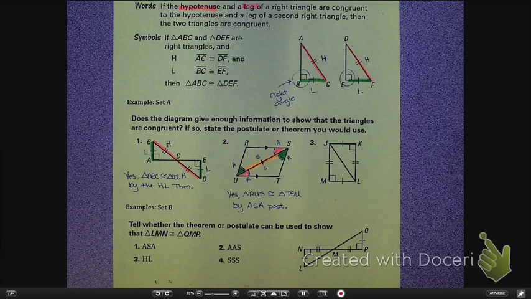All right. Take a moment to take a look at number 3, see if you can work in your groups to go ahead and figure out what you would write down for number 3.